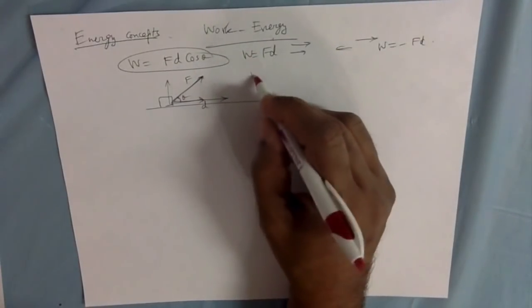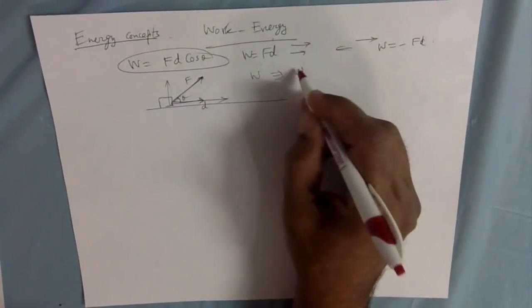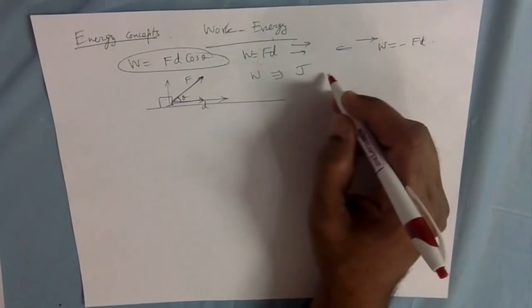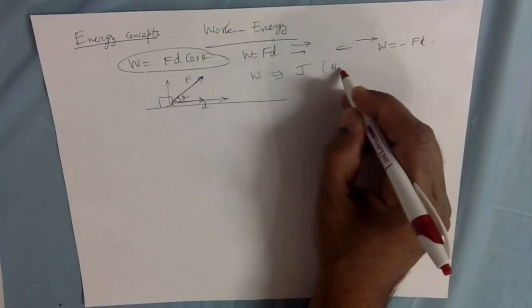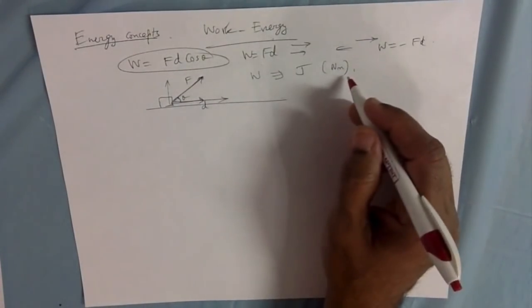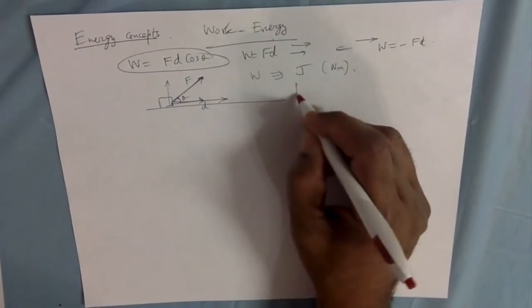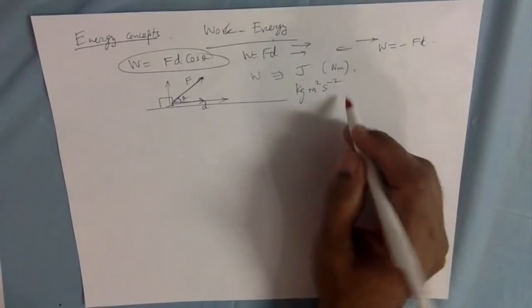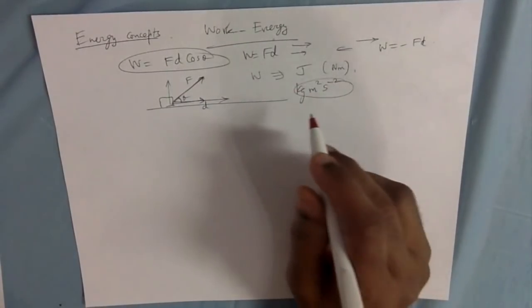The unit of work is joule, which is the product of force and displacement. So basically joule is Newton times meter. And if you break this joule down into basic terms, you get kilogram meter square second to the power of minus 2. So this is basically the same as a joule.